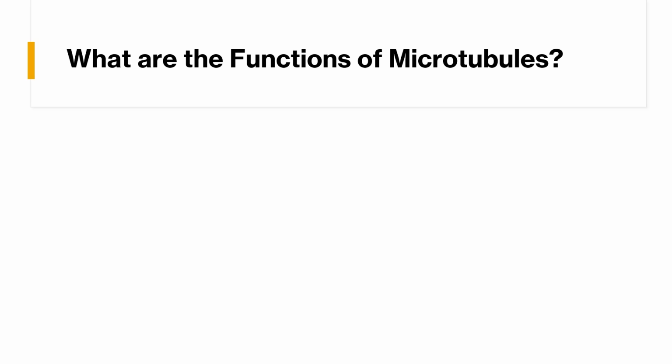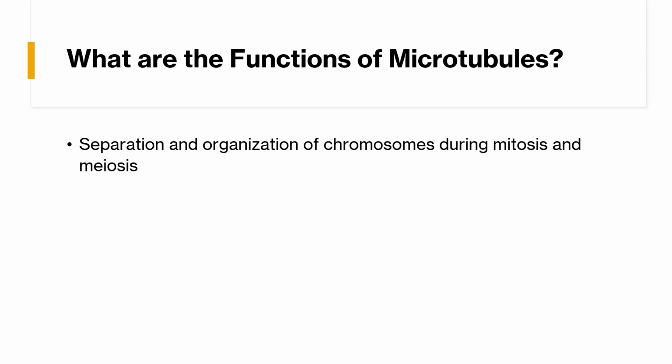So what are the functions of the microtubules? Well, looking at them, we can see, first of all, that they're important for the separation or organization of chromosomes during replication, such as mitosis and meiosis, as they are there in the nucleus binding to the genetic material, that's the DNA, the chromosomes, and help pull them apart to separate them into the new individual cells during mitosis and meiosis.